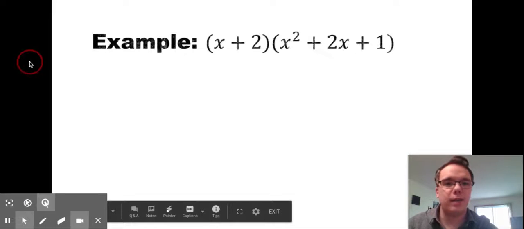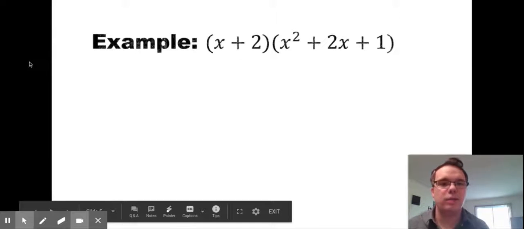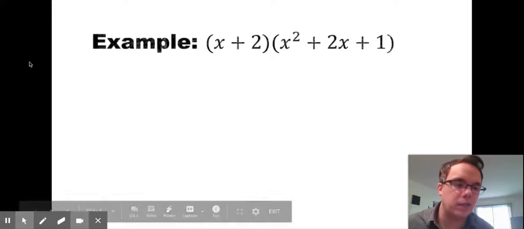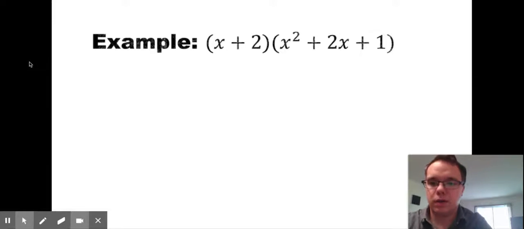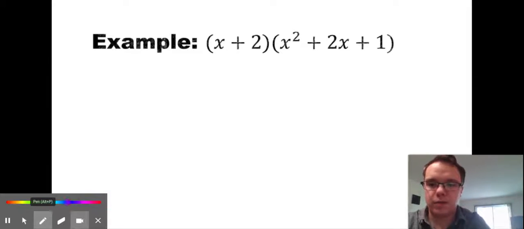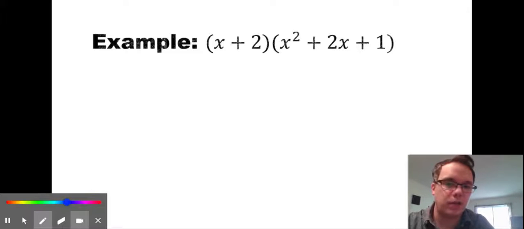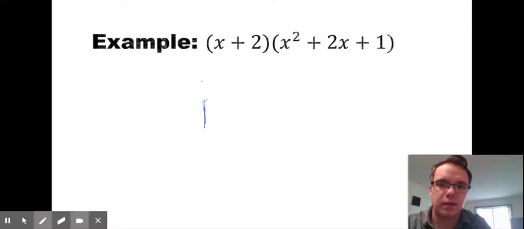All right, I have one more example for you, and that's x plus 2 times x squared plus 2x plus 1. So our first polynomial has 2 terms, and our second one has 3 terms. So I'm going to make a 2 by 3 box.